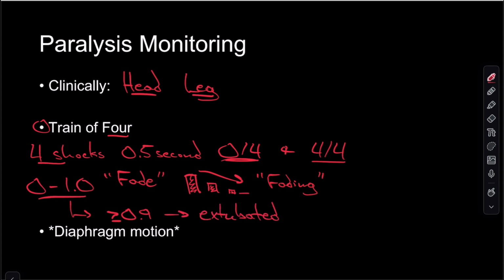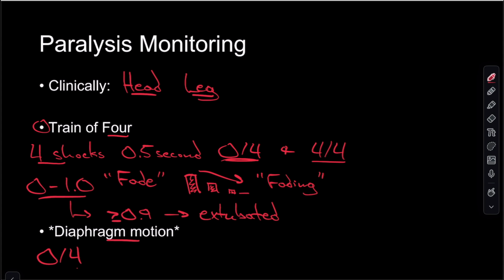And then finally, one question that you could get pimped on is, say you have a patient who's paralyzed, you try to evaluate them using train of 4 on their ulnar nerve, so on their arm, to see if there's any response, and you get 0 out of 4 twitches, so it seems like they should be adequately paralyzed, but there's diaphragm motion.